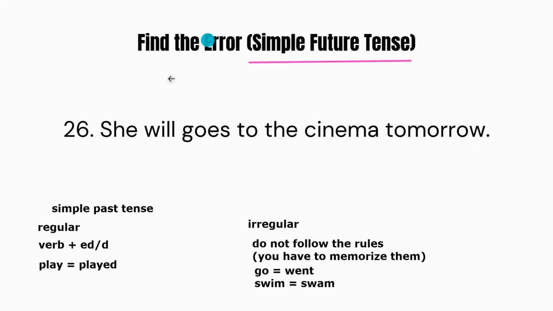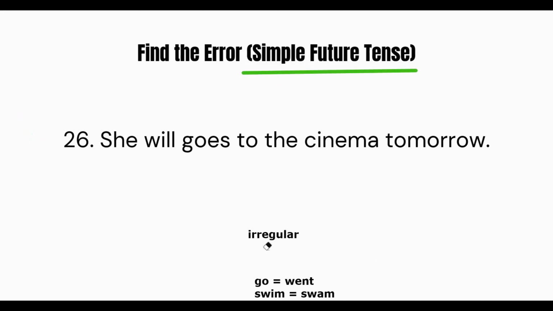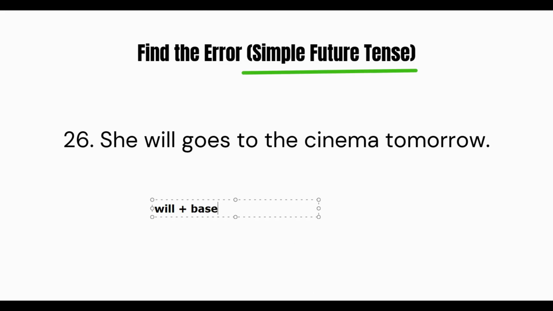26. So now we've changed to the simple future tense right here. So 26, she will goes to the cinema tomorrow. So with the simple future tense, we use the word will plus the base form of the verb. So in its base form, we don't add s or es. So we would have to scratch this out. So not goes, but simply go. She will go to the cinema tomorrow.